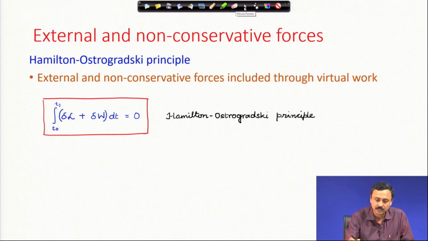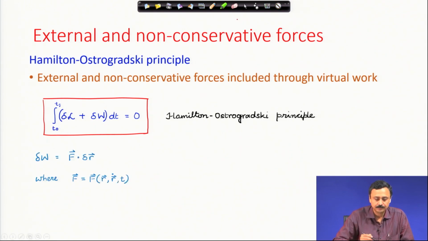We are going to discuss what is this virtual work. In a mechanical system, F dot dr, F dot product with the variation of the path, this is virtual work, where F can be a function of r dot and time in general. There is one very important thing to note.